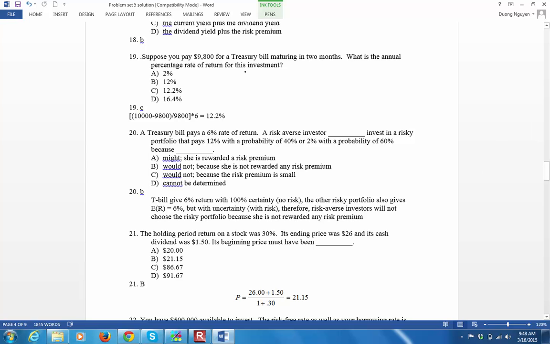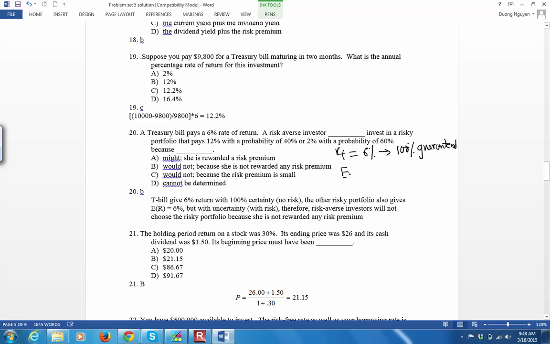Number 19 is similar to what we did before. Number 20, a Treasury bill pays a 6% rate. So in this case, for a T-bill, you get rF equal to 6%. Now because this is risk-free, it is a 100% guarantee. It is a T-bill, no risk. So if the rate is 6%, 100% you will get 6%.